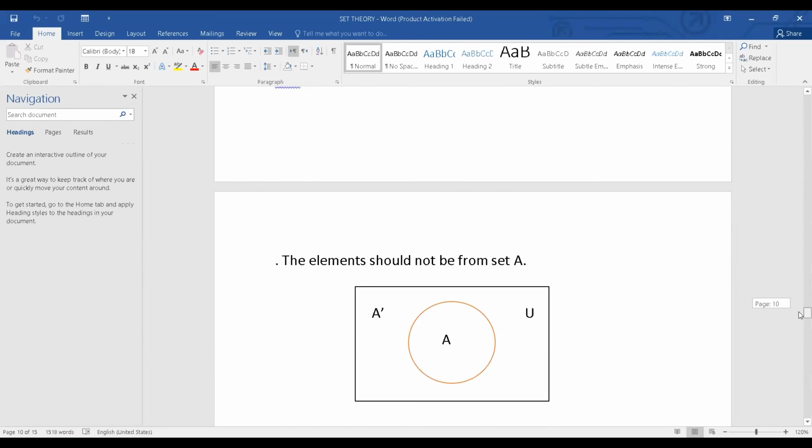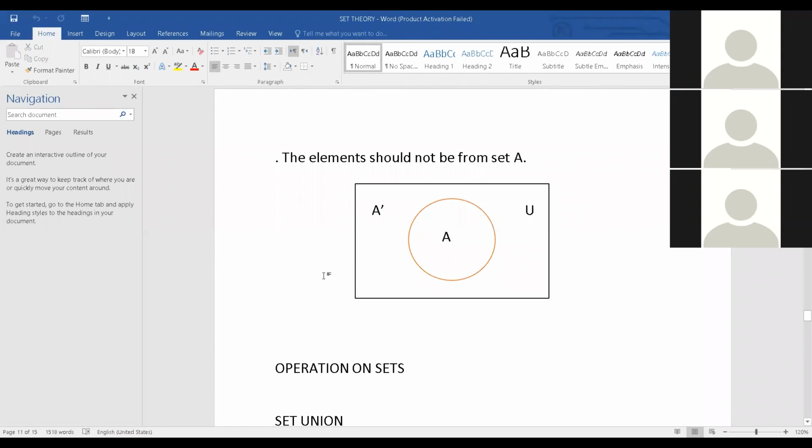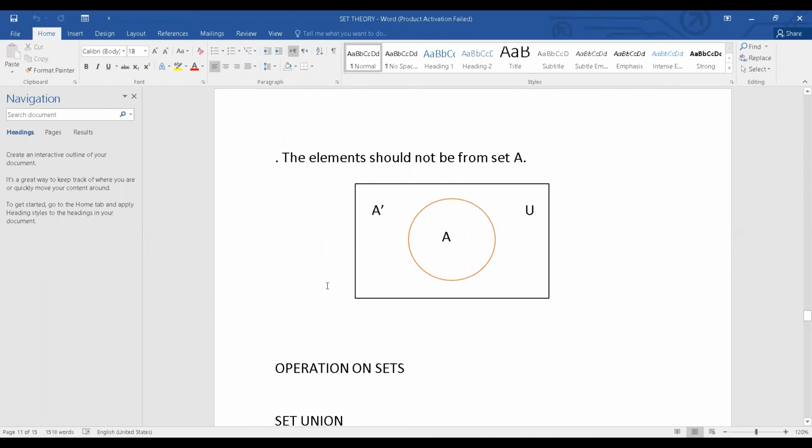Here is a Venn diagram for the complement of a set. Here we have set A. This is U, the universal set. The complement is any set except set A. The complement has nothing in common with set A. Is it clear here?